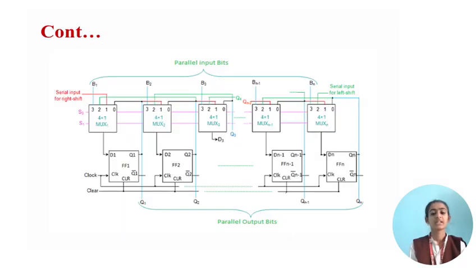This diagram shows the universal shift register. It has serial inputs for left shift and serial inputs for right shift. They connect the parallel input bits and the parallel output bits. They have counters and are connected to the clock pulse.